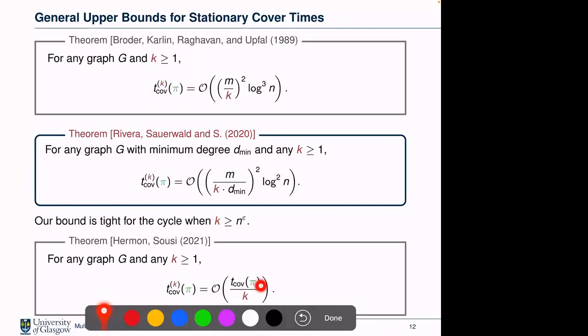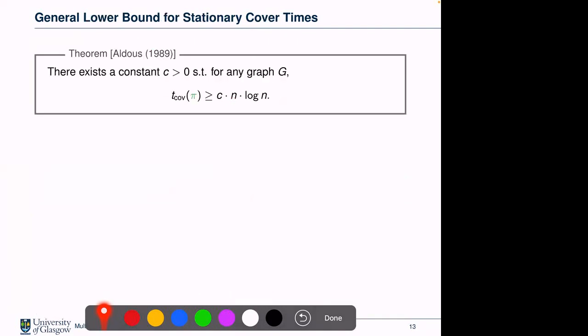Okay, what about lower bounds? So this is a classical result from Aldous. It's kind of a coupon collecting bound, holds for any graph, and it says that from stationary, the cover time is at least constant times n log n.